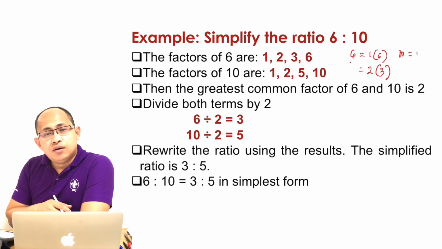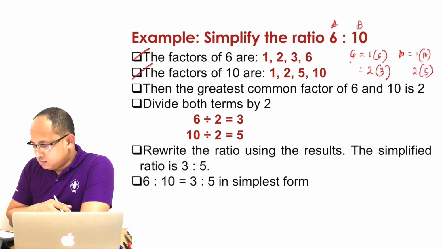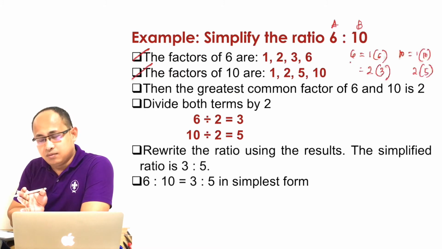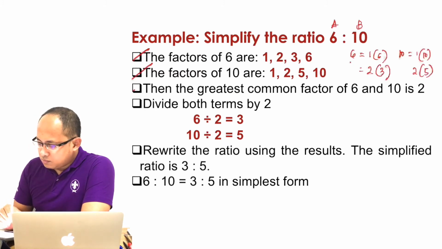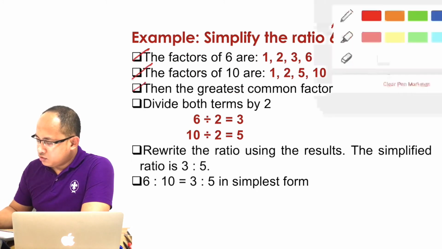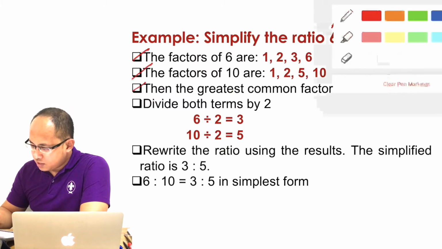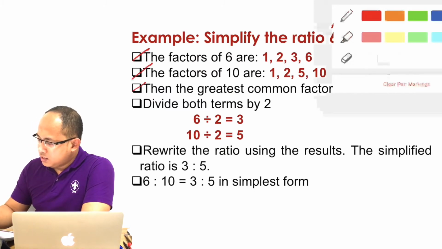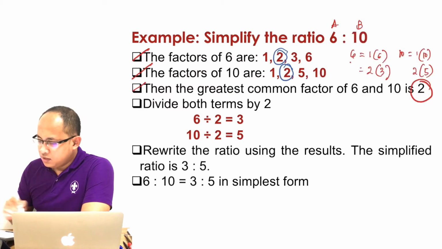After you find all the possible factors of a value, you look immediately for the greatest common factor, or the number that is common between those two values, that is the highest possible. All right, so that is our third step. If you look here, you have 1, 2, 3, 6, 1, 2, 5, 10, and the highest possible common value there is 2. That's why the GCF that we have here is 2.